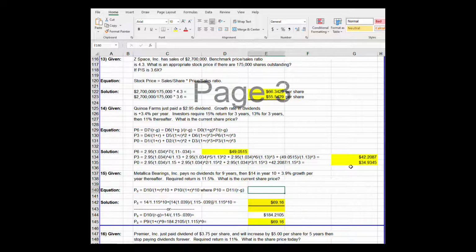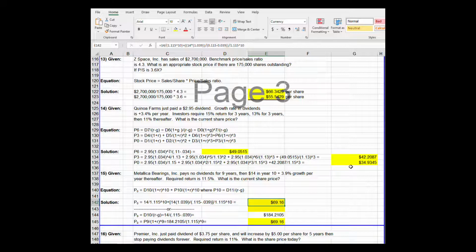So the stock price today is equal to D10 divided by 1 plus r to the 10th, bringing that 10th year dividend back, and then plus P10 divided by 1 plus r to the 10th, where P10 is equal to D11 over r minus g. So I can do this several ways. I should still get a stock price of $69.16. The way I did it in this case, I did the longhand way, which was D10 over 1 plus r to the 10th plus P10 over 1 plus r to the 10th, and I get an answer of $69.16.